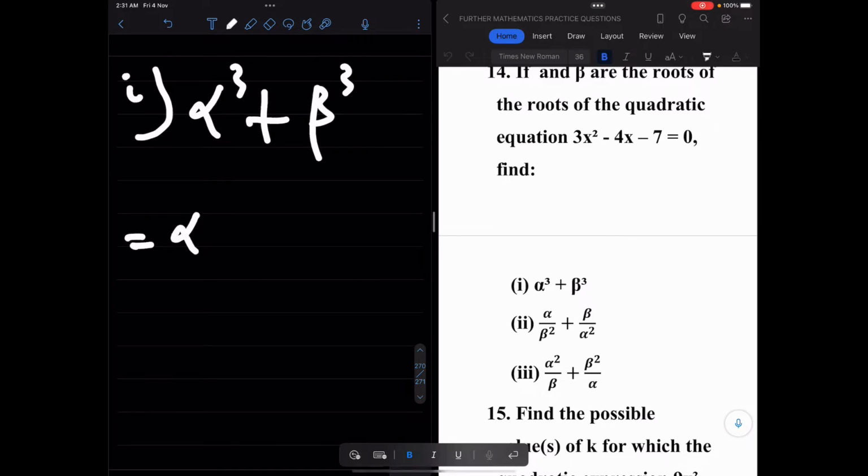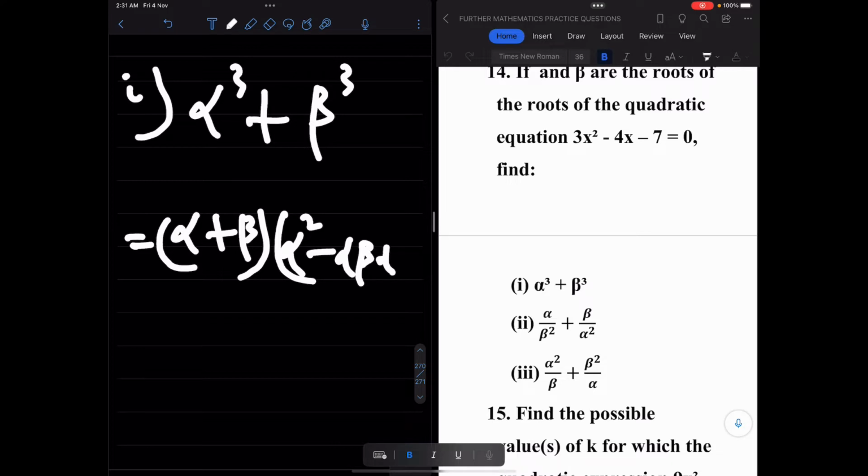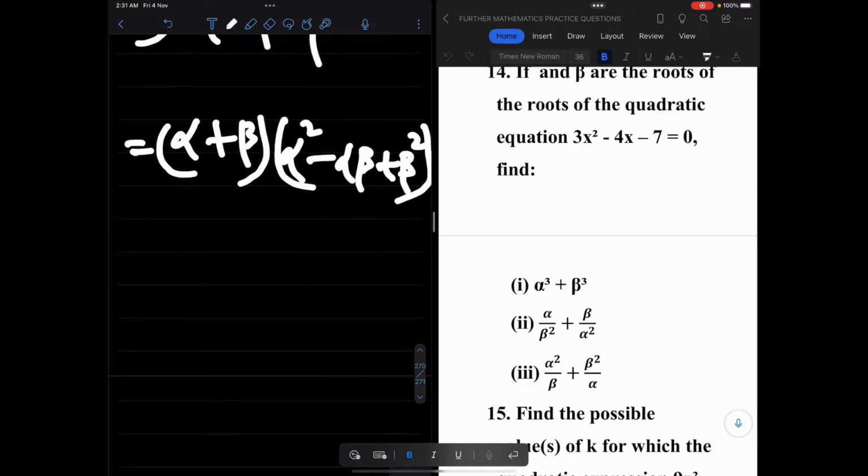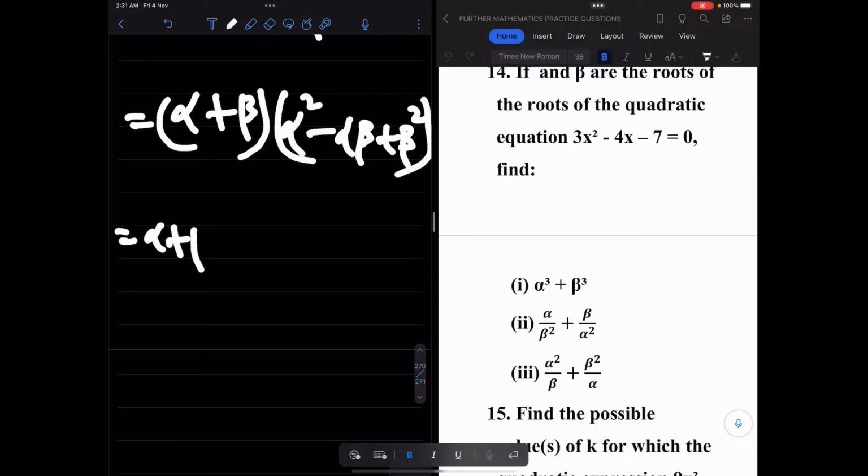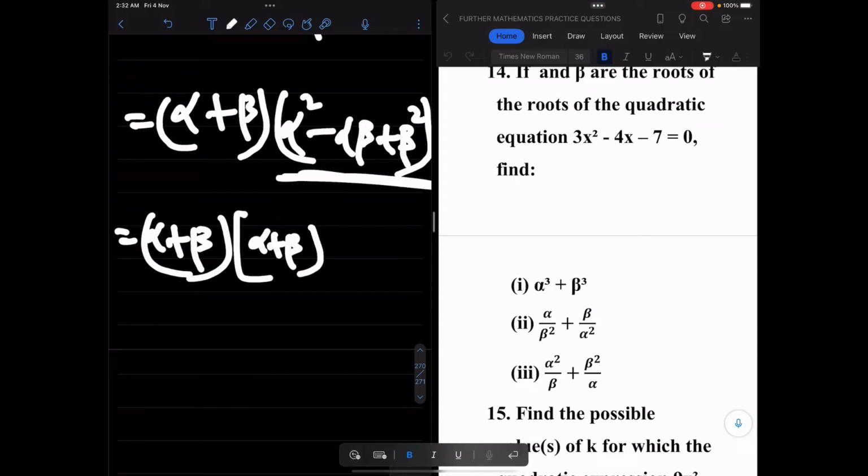By now we already know that alpha cubed plus beta cubed is the same as alpha plus beta into alpha squared minus alpha beta plus beta squared. I know that alpha squared plus beta squared is the same as alpha plus beta all squared minus 2 alpha beta. So the whole of this is alpha plus beta all squared minus 2 alpha beta minus alpha beta, that is, minus 3 alpha beta.